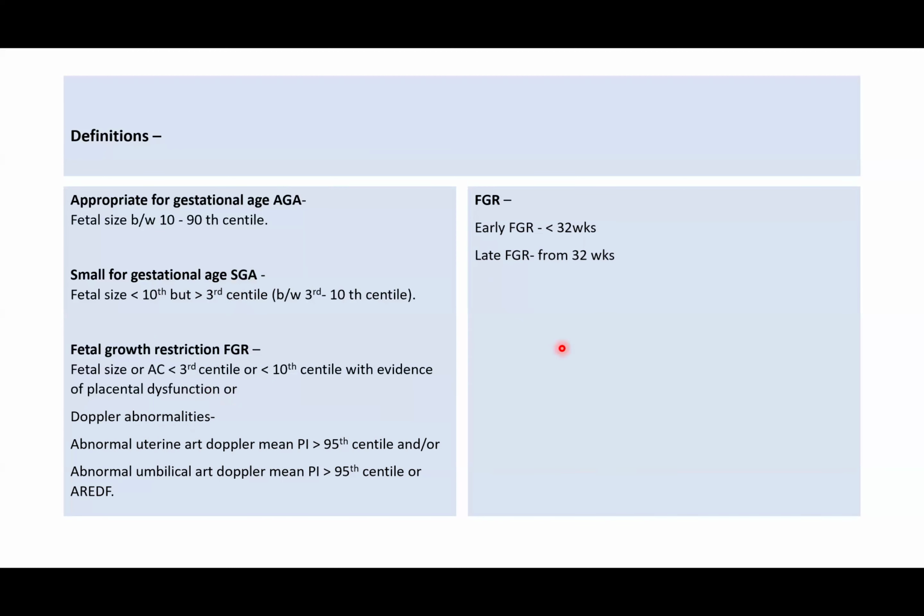Now, FGR can further be divided into early FGR, which occurs before 32 weeks, and late FGR occurring from 32 weeks onwards. Then there is a definition in this guideline. What is a static growth? There is no forward growth velocity in abdominal circumference or estimated fetal weight measured at least 14 days apart.